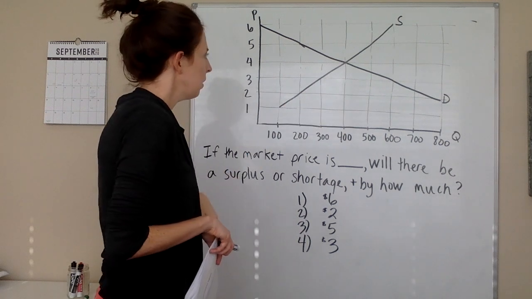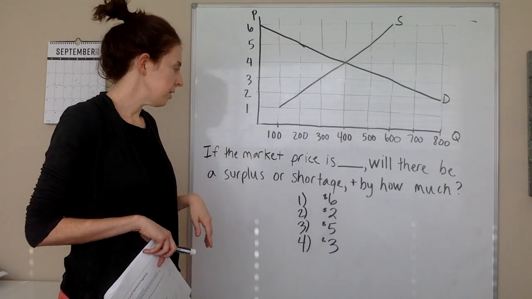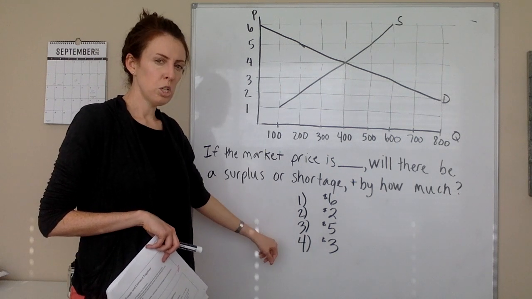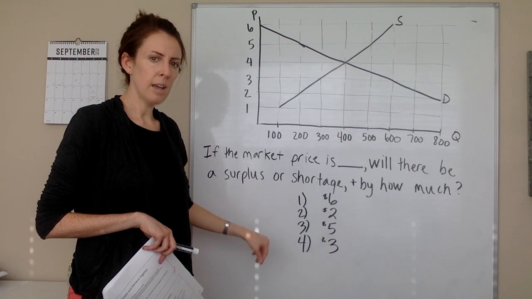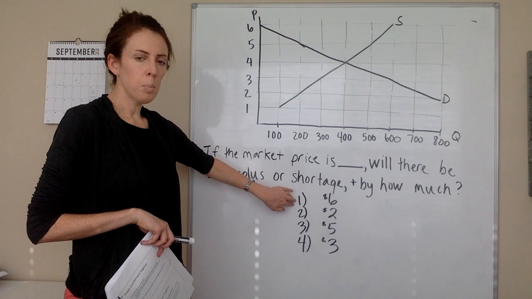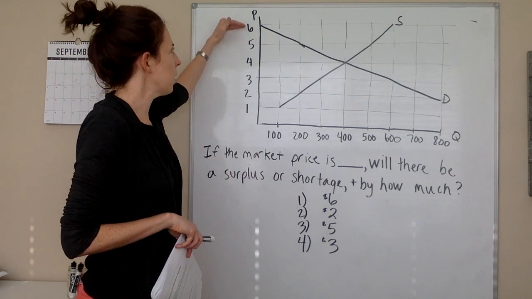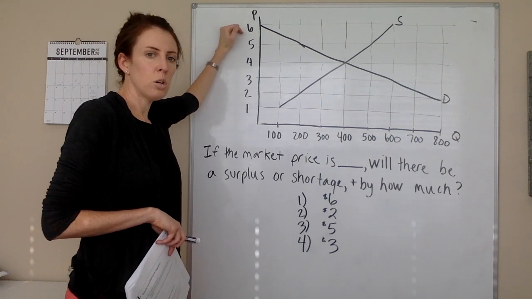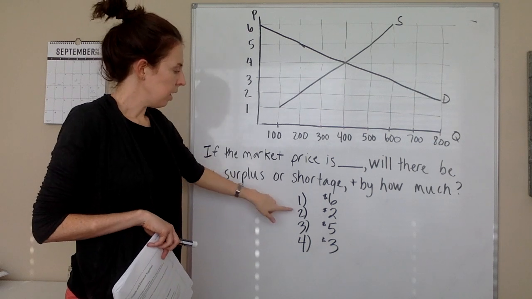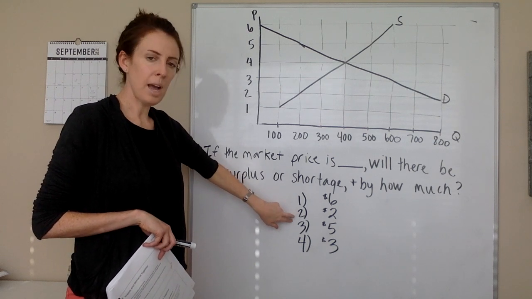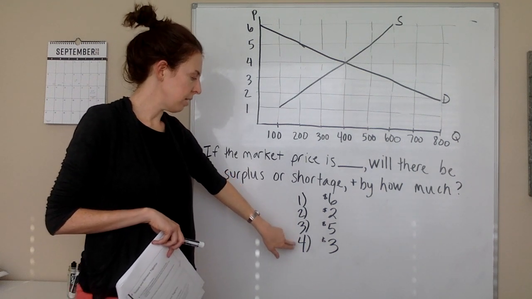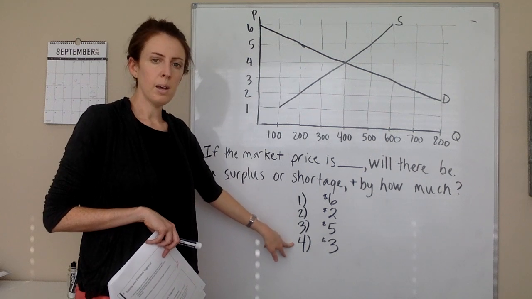Okay, what I would like you to do is think about, for given prices, whether there would be a shortage in the market or a surplus in the market, and how much of a shortage or surplus. So question number 1 is, if the market price was $6, so if this is the market price, then would that result in a shortage or a surplus? And how much of a shortage or how much of a surplus? For question 2, shortage or surplus, and by how much for a price of $2? Do the same thing for a price of $5, and the same thing for a price of $3.